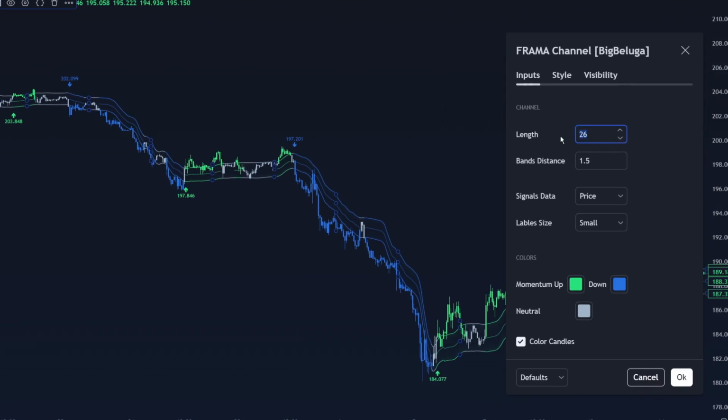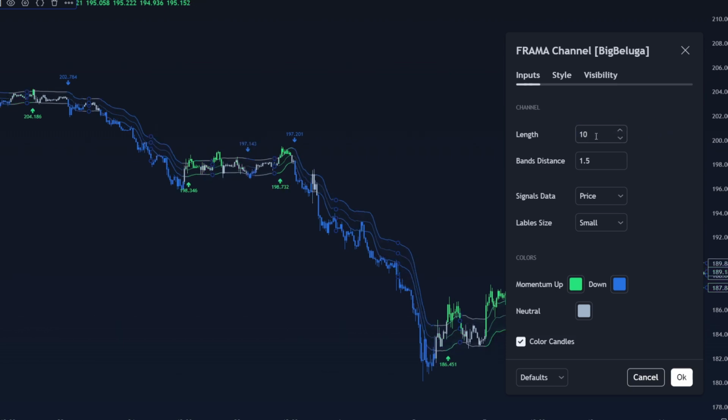The length determines how fast the bands react to price movement. A shorter length may produce more fake signals because it makes the indicator super sensitive to the price changes, while a longer length may provide fewer, more accurate signals, but may lag behind the market. So finding the golden middle between the higher and lower values is essential. For the first strategy, we're going to set it to 90.